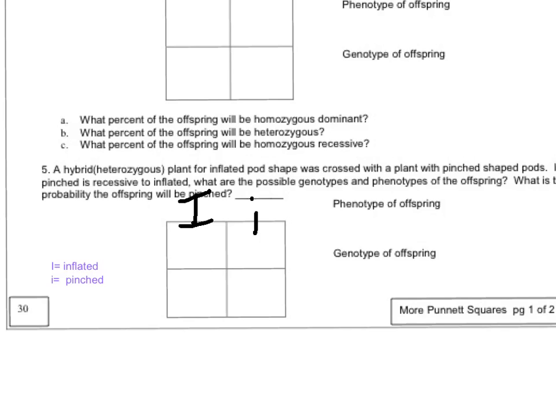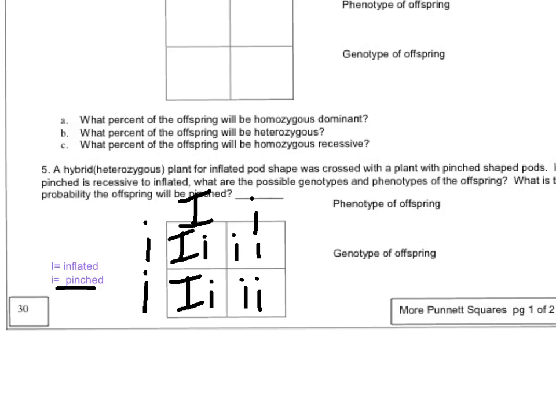Well, if pinched is recessive, the only way to show that phenotypically is to be homozygous recessive in the genotype. So we know the other parent has to be little I, little I. So when we fill in that Punnett square, we end up with a heterozygous first, and then we have a homozygous recessive, another heterozygous, and another homozygous recessive.